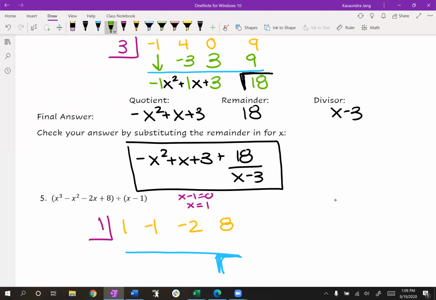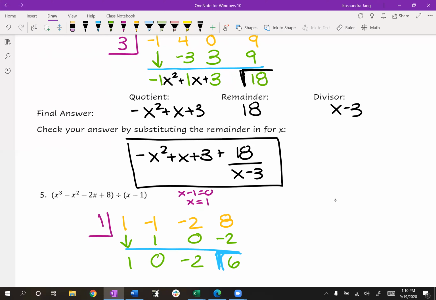So I bring down this first number 1, and I multiply by what's in the box. 1 times 1 is 1. Good. So then I add straight down. Negative 1 plus 1 is 0. All right, multiply, add, multiply, add, multiply, add. 0 times what's in the box, 0 times 1 is 0, and then I add straight down for -2. Again, I multiply by what's in the box. -2 times 1 is -2, and then I add straight down for 6.